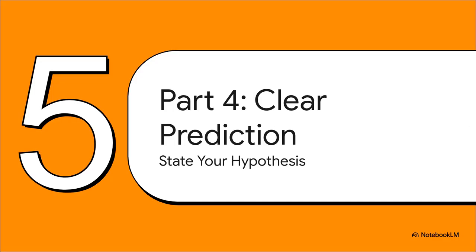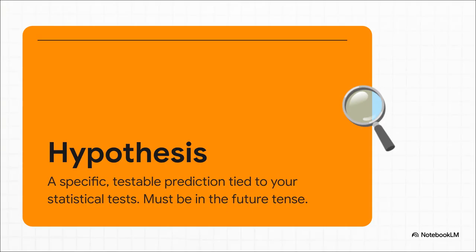All right, we've made it to the final piece of our blueprint, the hypothesis. This is where you stop asking questions and you start making a specific, testable claim about what you actually expect to find. A good hypothesis has 3 rules, and they are non-negotiable. 1, it has to be specific enough that you can actually test it. 2, you have to write it in the future tense. We hypothesize that. And 3, it needs to directly mirror the statistical test you're about to run.